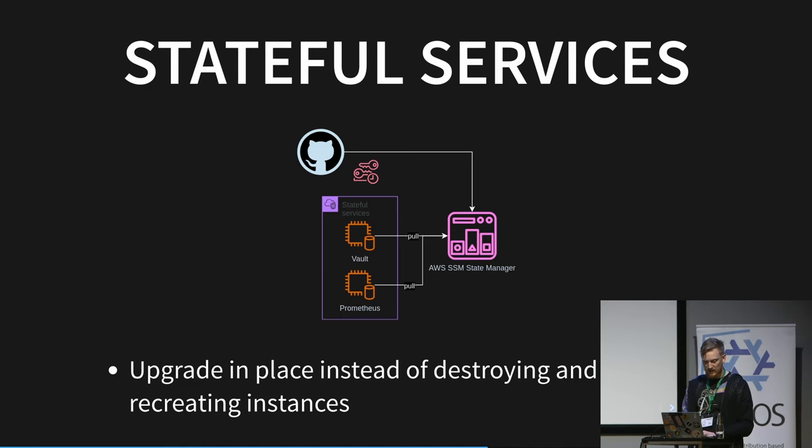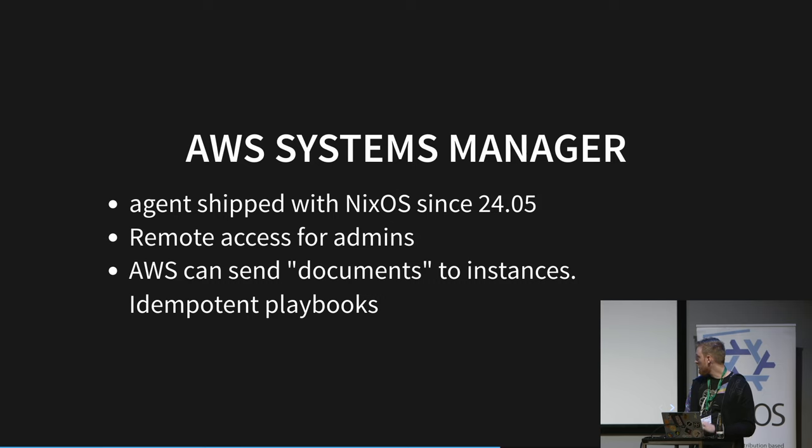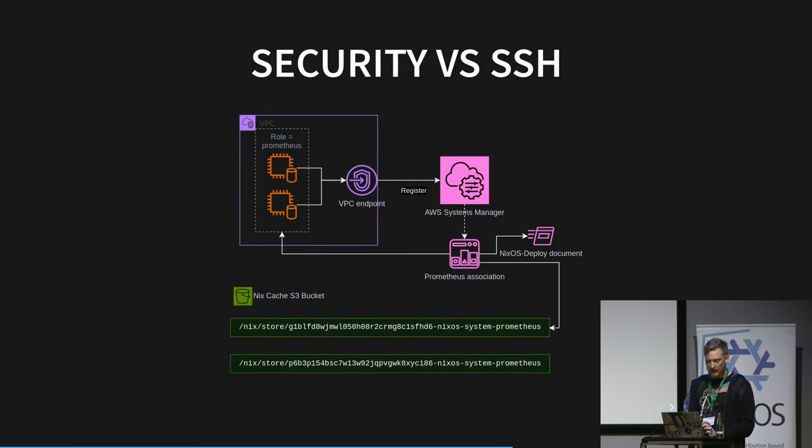And yeah, for that we chose AWS Systems Manager, which is a service from Amazon to give you like remote access into machines and be able to send documents to these instances, which are like playbooks, like Ansible playbooks, basically, that execute commands on the instance. And we started shipping this agent in the AMI starting with 2405. And compared to SSH, it has some benefits.